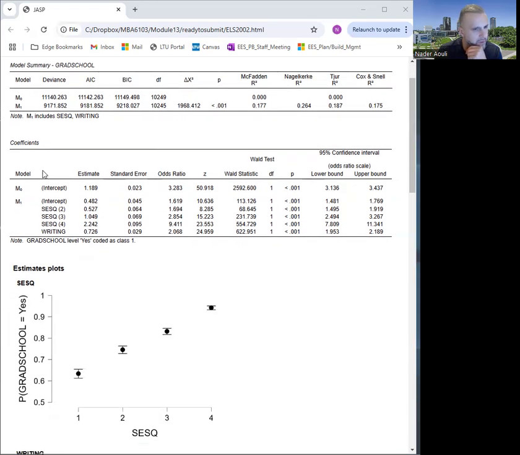Moving on, let's now look at the coefficients. Again, with the intercept, keep in mind the higher significance in both models. If we look at the SESQ levels, the higher the SESQ levels, especially for 2, 3, and 4, this significantly increases the likelihood of attending graduate school. Writing is another significant predictor, and this increases the likelihood of attending graduate school as well.